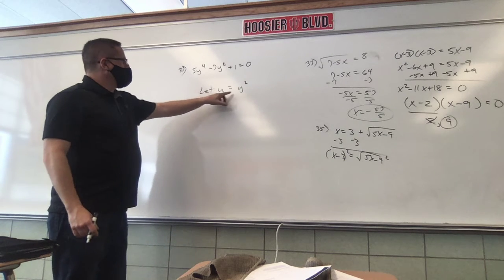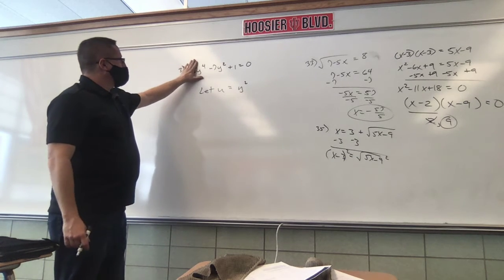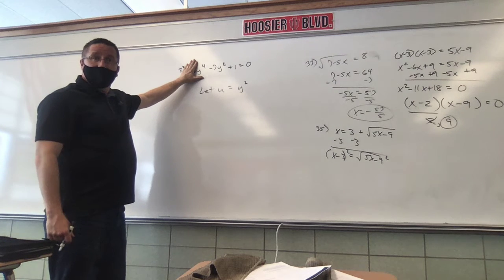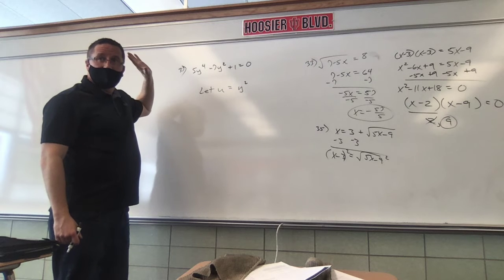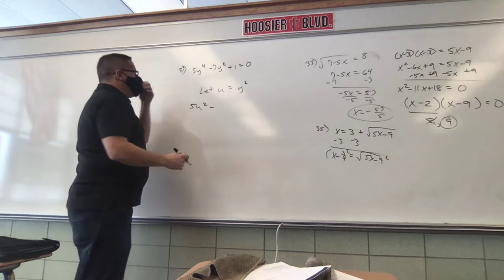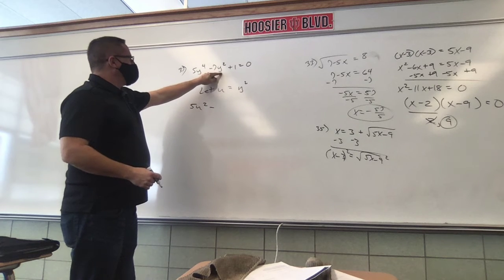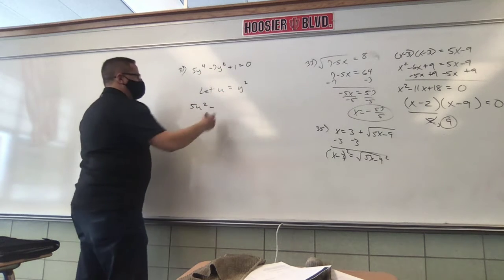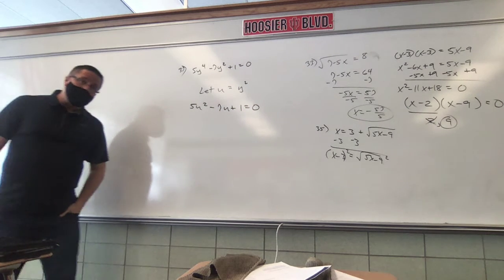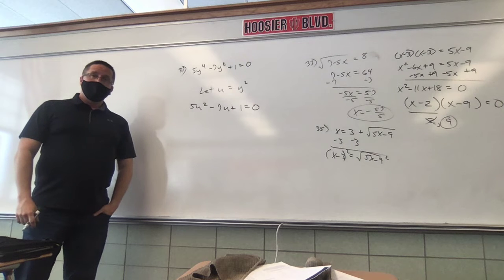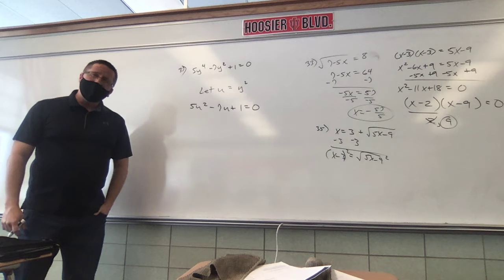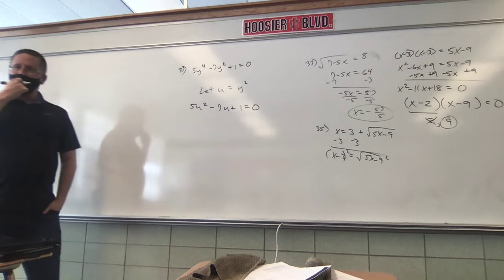If u is y squared, what's y to the fourth? U squared. So 5u squared, minus, what's 7y squared if u is y squared? 7u. Now can I use the quadratic form, Meerkat? Yeah. This is a quadratic now. Now it is. Just keep hanging with us, okay?